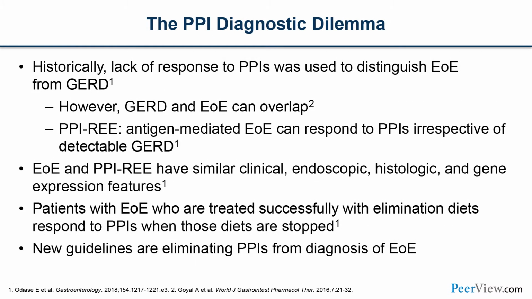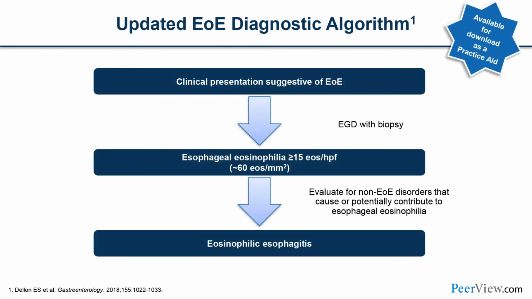The PPIs were used to diagnose, to distinguish EoE from GERD. And then we had this term of the PPI responsive esophageal eosinophilia, where the patients kind of looked like EoE, but they got better with PPI, and we didn't know whether they were GERD or EoE. Based on this, it now looks like the PPI responsive esophageal eosinophilia term is kind of to the wayside and really shouldn't be used anymore. So these are the updated diagnostic algorithms and the guidelines.